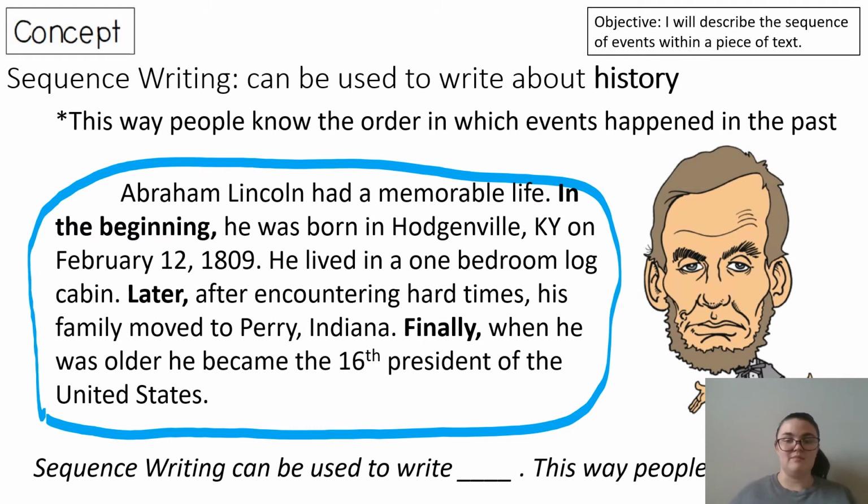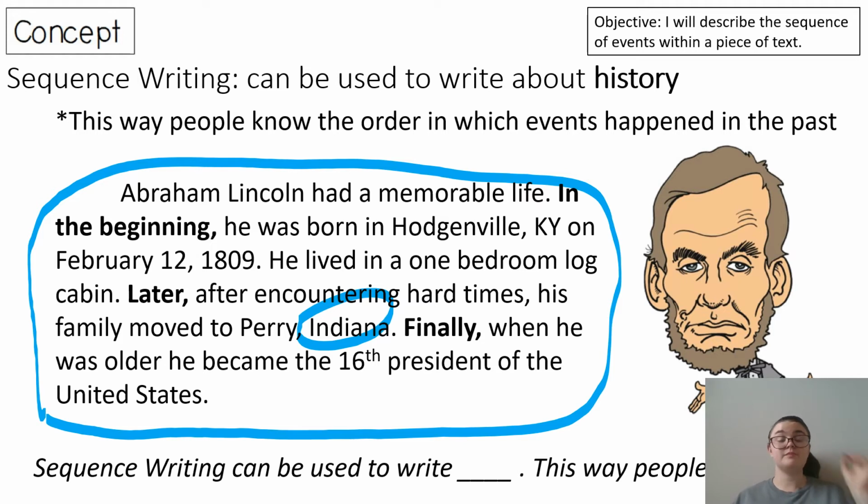Abraham Lincoln had a memorable life. In the beginning, he was born in Hodgenville, Kentucky, on February 12, 1809. He lived in a one-bedroom log cabin. Later, after encountering hard times, his family moved to Perry, Indiana. Indiana, that's where we live. Finally, when he was older, he became the 16th president of the United States.